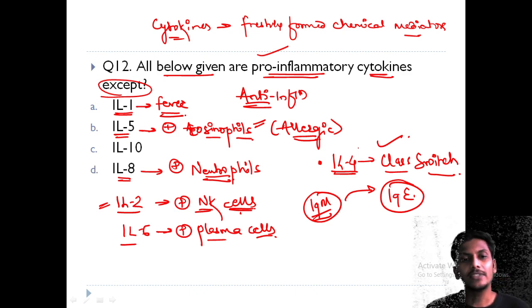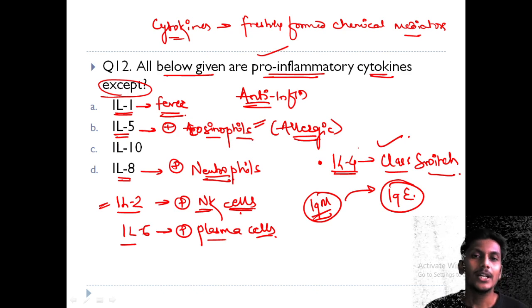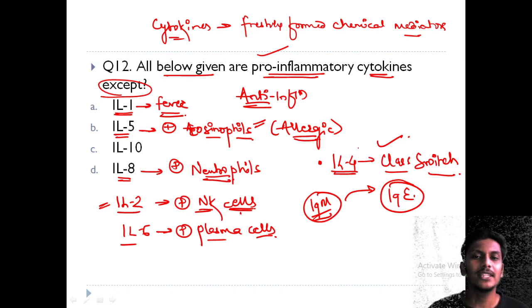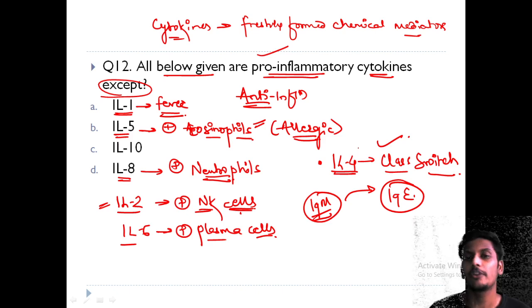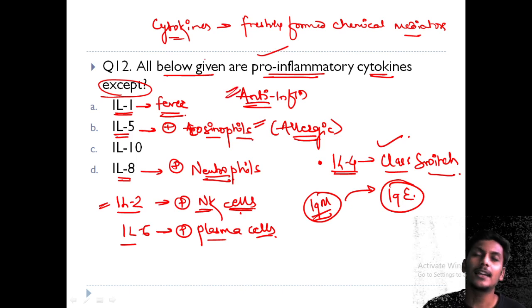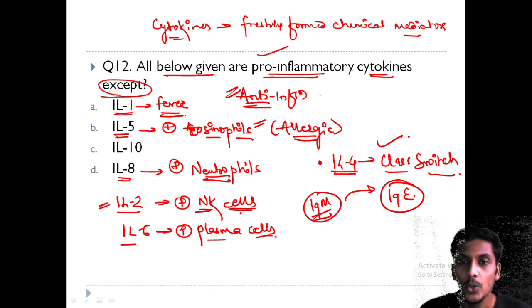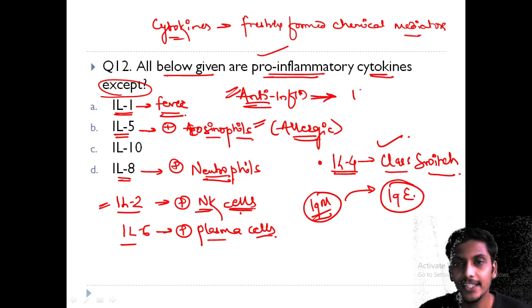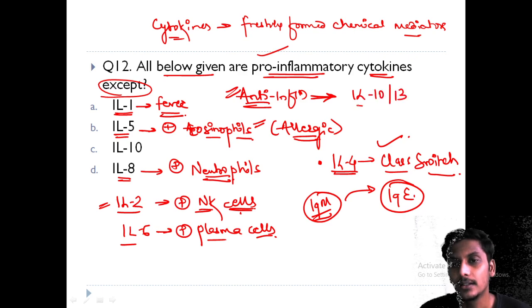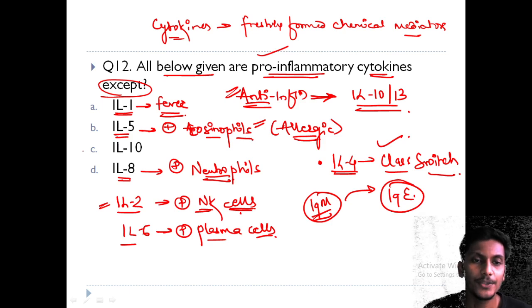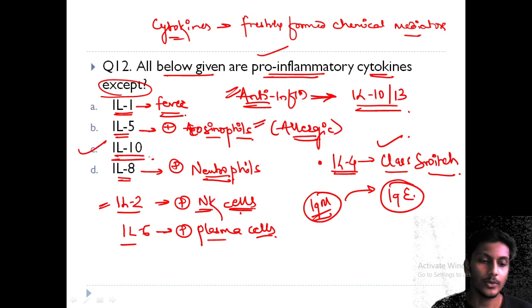All of these interleukins that we have studied till now are, in one way or the other, helping inflammation. All of these are pro-inflammatory interleukins or pro-inflammatory cytokines, whereas there are two anti-inflammatory interleukins which act against inflammation and help in stopping the inflammation, and these are interleukin 10 and interleukin 13. So please remember, interleukin 10 and interleukin 13 are anti-inflammatory cytokines. So option C, interleukin 10, is the right answer over here.